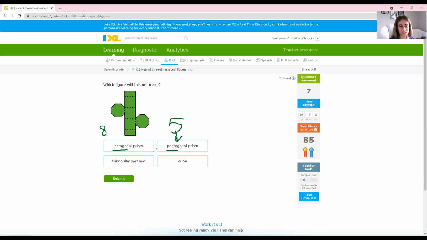So if you get any ones like that and you're not 100% sure, you could just double check and say, okay, how many sides does a pentagon have? How many does an octagon have? Just to make sure you can get it correct.